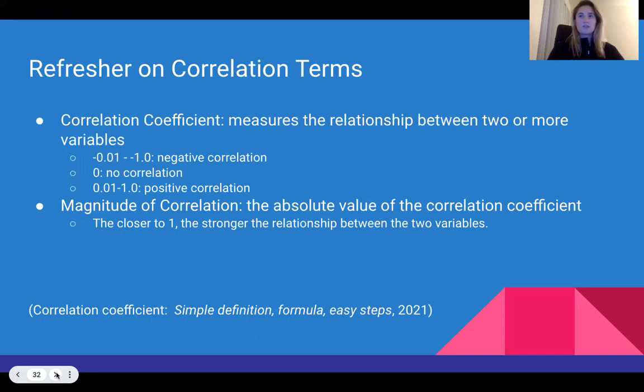Next, as a researcher, you'll want to determine the magnitude of the correlation. To find the magnitude of the correlation, you must take the absolute value of the correlation coefficient. The closer to 1 the number is, the stronger the relationship between the two variables is.